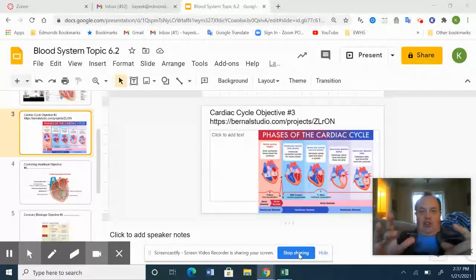So we're going to start. This is the best slide I found. It's a really good slide. It breaks it down really nicely. Let's start with the atria contracting. There are two key terms that are used.